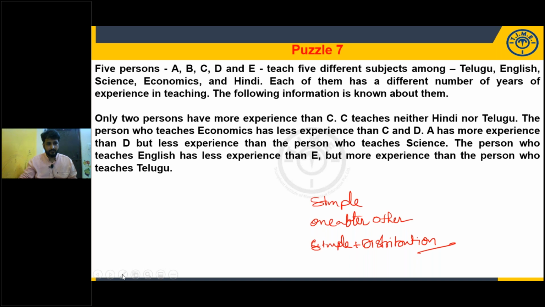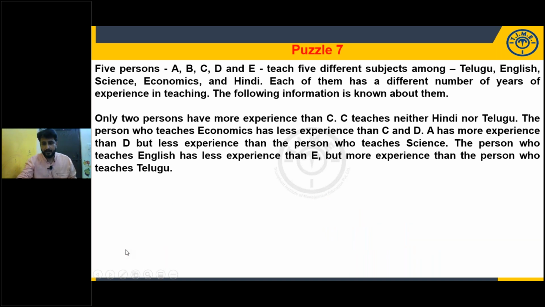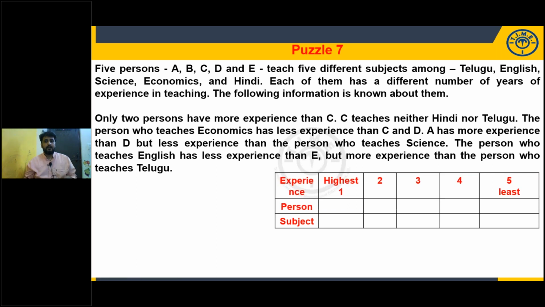Right. Let's answer this question. I'll explain it because we have less time. Highest to least, as I told earlier, I'll always take the descending order. Now here I'm going to fix the person and here I'm going to fix the subject. Only two persons have more experience than C. So before C, only two people. So C will be the third highest. C will be here.